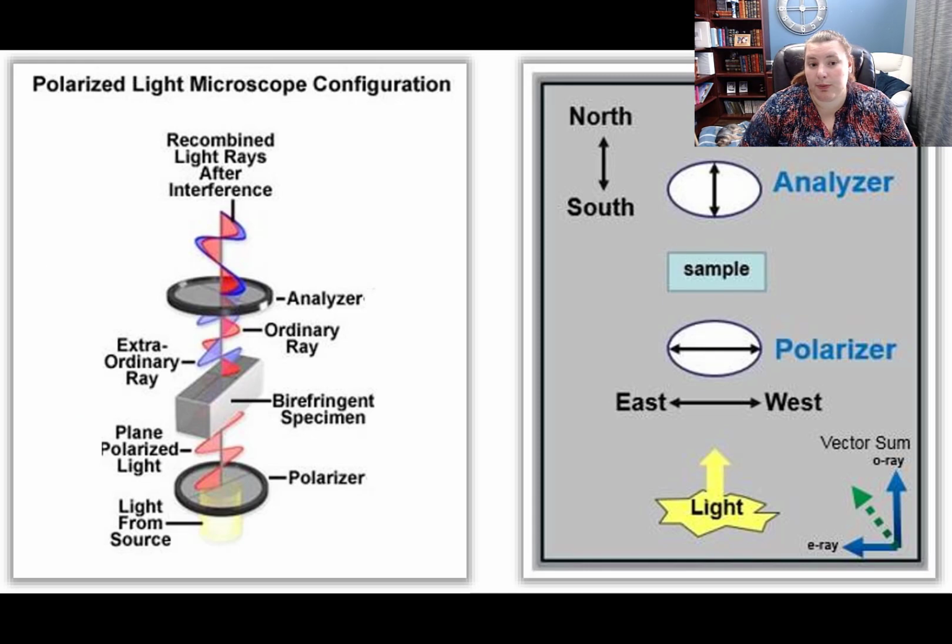Another common microscope used in trace evidence analysis is the polarizing light microscope. A polarizing light microscope is the same as the basic microscope we just discussed, but it adds a polarizer and an analyzer component into the microscope so that it changes the way that the light goes through the sample.